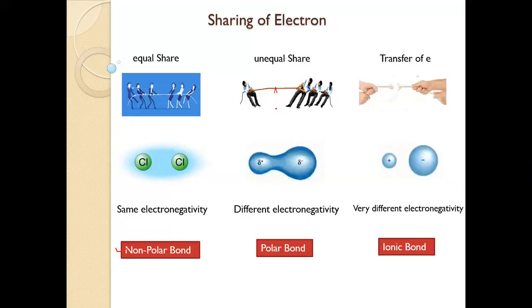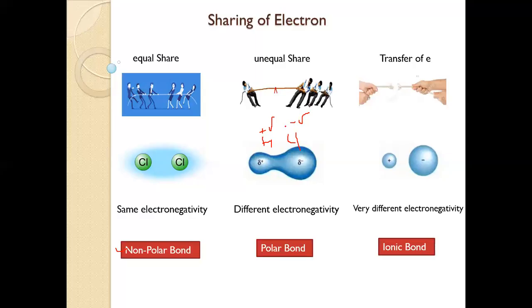Due to unequal sharing of electrons, see this figure, there is unequal distribution of electrons. One side there is more electron density and at the other side there is very little. So we have seen the inequality. In this case there is unequal sharing of electrons. The example under that is HCl, right? Here on H there is a partially positive charge, that is delta plus, and on Cl there is a partially negative charge, delta minus.